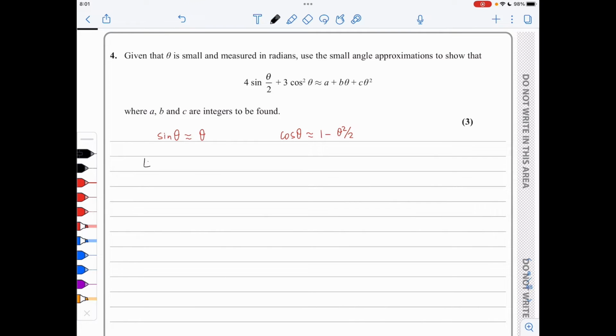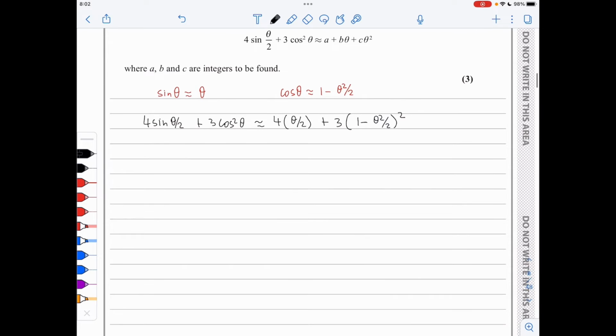So this means that 4 sine of theta over 2 plus 3 cos squared theta is approximately 4 times theta over 2 plus 3 times (1 minus theta squared over 2) squared. So I will expand this. I obviously get 2 theta plus 3 times (1 minus theta squared plus theta to the power of 4 over 4), which further simplifies into 2 theta plus 3 minus 3 theta squared plus 3 theta to the power of 4 over 4.